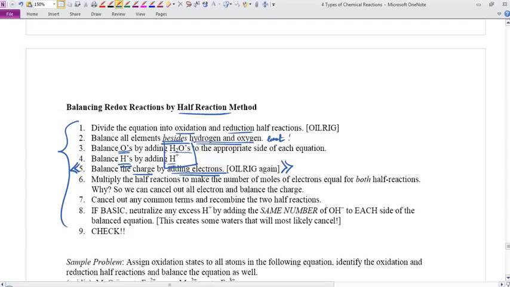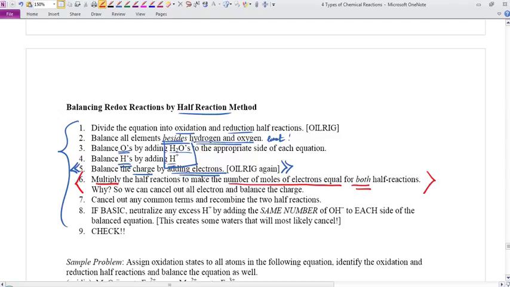Then we got to do our accounting part. That's when we will multiply the half reactions to make the number of moles of electrons equal for both half reactions. So you may find yourself into what I call a 2-3 trick because you got a 2 on one side and 3 on the other, and you got to get to 6. So you have to multiply the one with 2 all the way through everything by 3 to get to 6, and you got to multiply the one with 3 all the way through by 2.